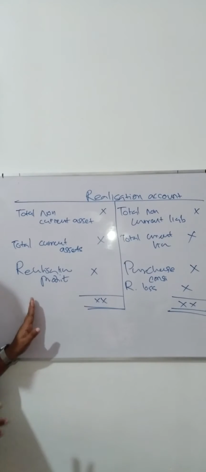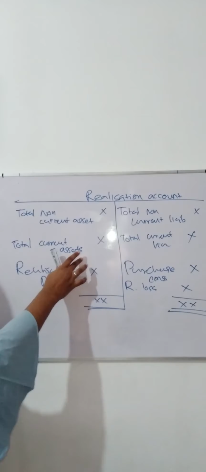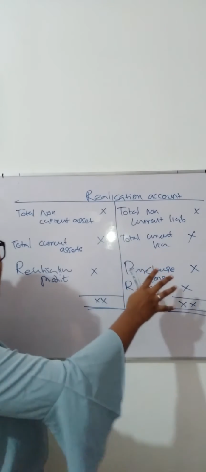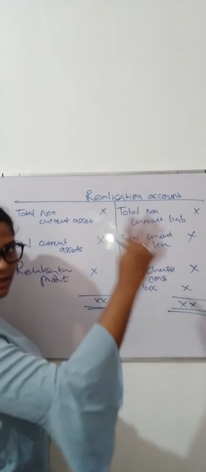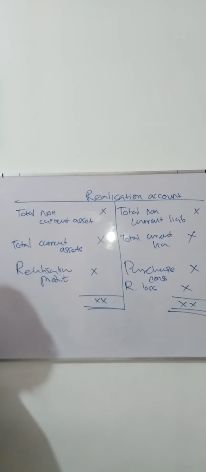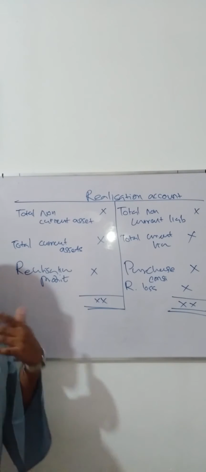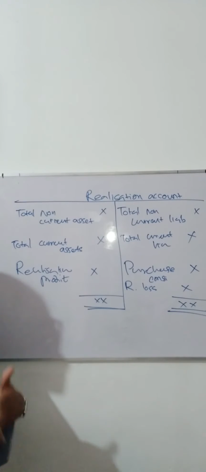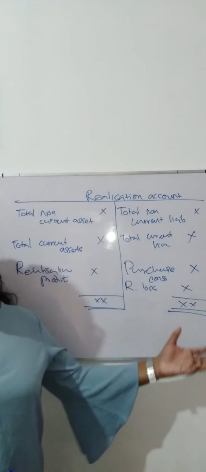On the debit side, you have to write total non-current assets and total current assets, and then on the credit side you have to write total non-current liabilities, total current liabilities and the purchase consideration. And there is no brought forward or carried forward in the realization account. You have to close the account as soon as possible. Then you have to take the total and tally.